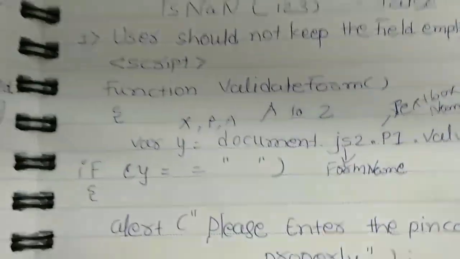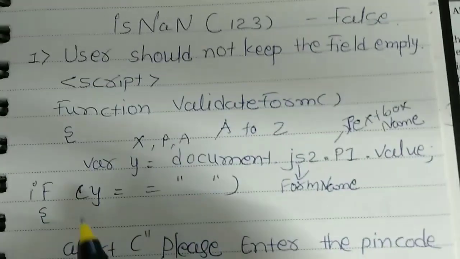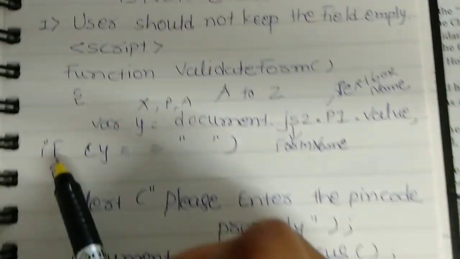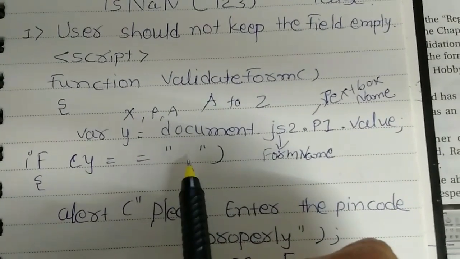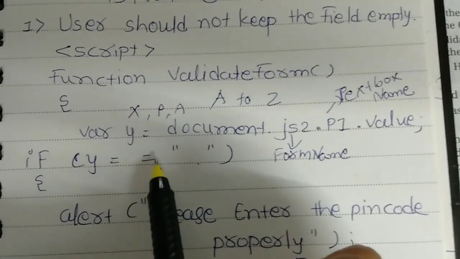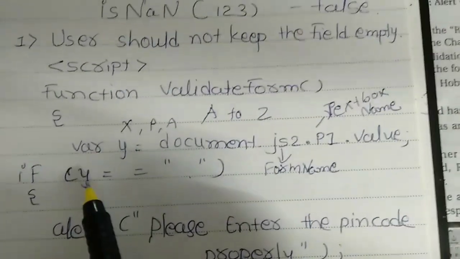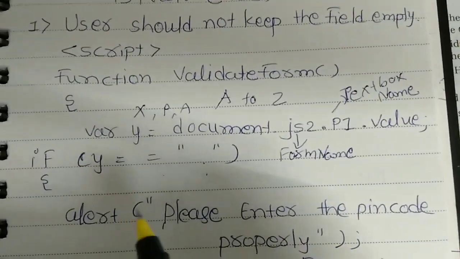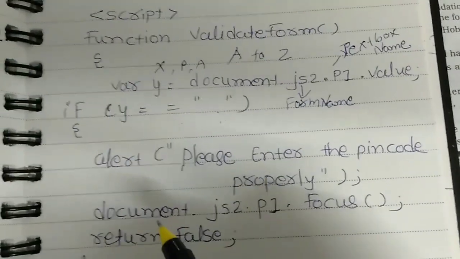Now the first condition. Our first condition is that the user should not keep the field empty. It means we have to check the condition. For a condition we have to use an if statement. If y equals empty, it means we have to compare y equals empty. If the user forgot to write a pin code number, then y is empty, and empty equals empty. Yes, the condition is right. If the condition is right, then and only then the program enters inside the if statement.